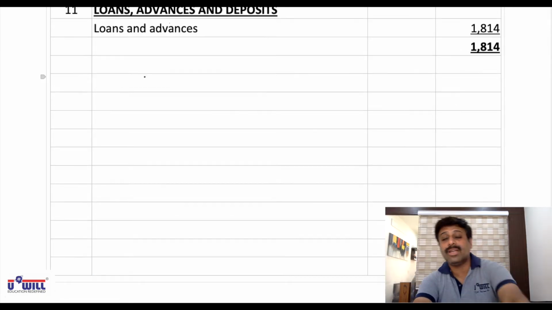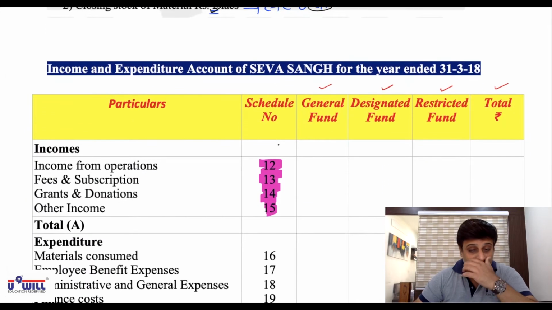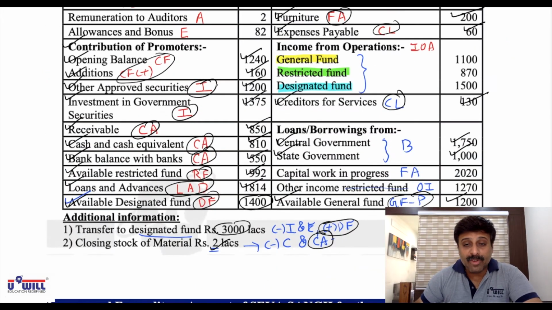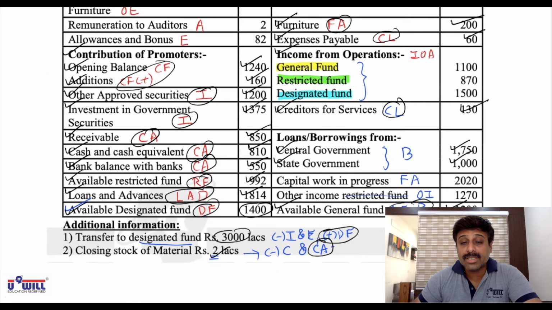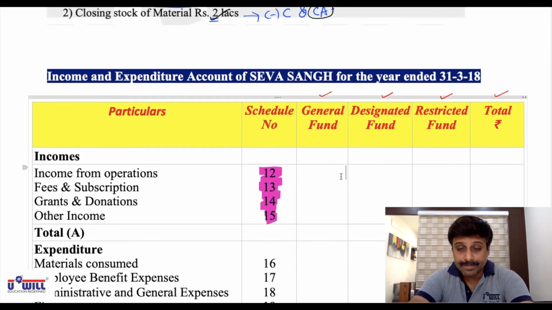Schedule 12 comes to income and expenditure statement related. So what did I discuss with you for 12, 13, 14, 15? We will not make the schedules. We'll directly write the information in the income and expenditure account. Let us do that. Income from operations. See, income from operations. Okay. In general fund column 1100. I will write in general fund column 1100.